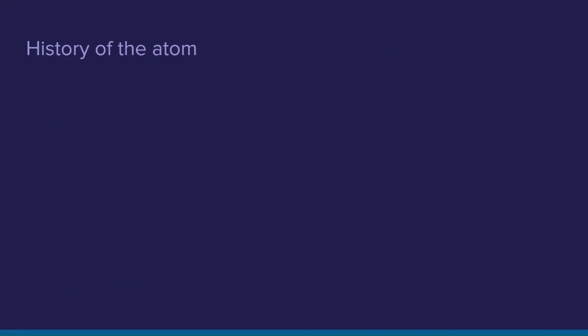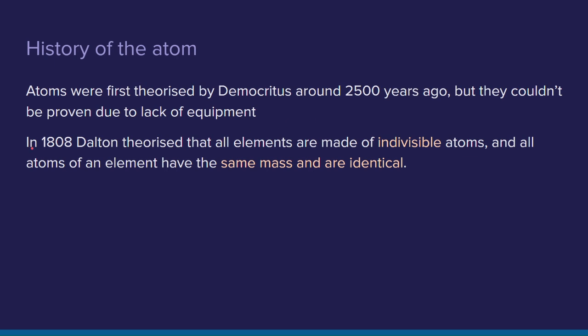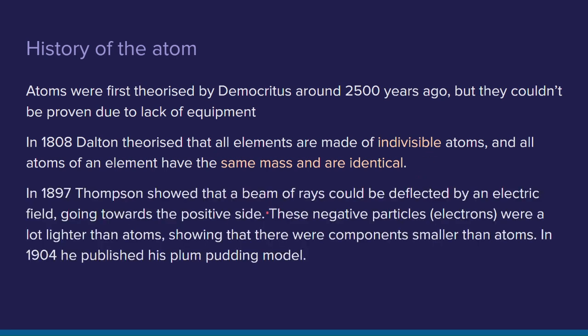So now we've got the history of the atom. The atoms were first theorized by Democritus around 2,500 years ago, but they couldn't prove atoms because it was ancient Greece, they didn't have the equipment. In 1808, Dalton theorized that all elements are made of indivisible atoms, and all atoms of an element have the same mass and are identical to each other. We now know that that's wrong because of isotopes, and also because atoms can decay.